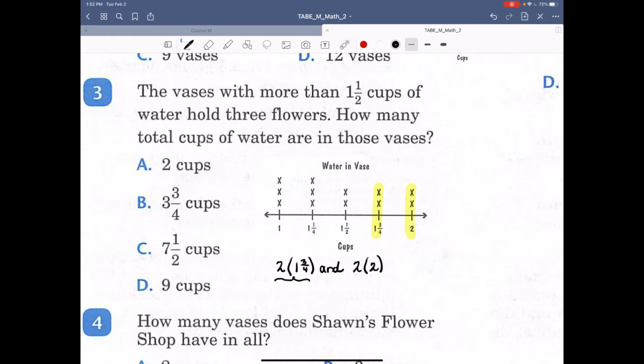So again, on your calculator, if you can't do fractions, do 2 times 1.75, and that's 3.5 or 3 1/2. Let me do it fraction way. Plus 4 is 7 1/2 cups of water. And that is number 3, C.